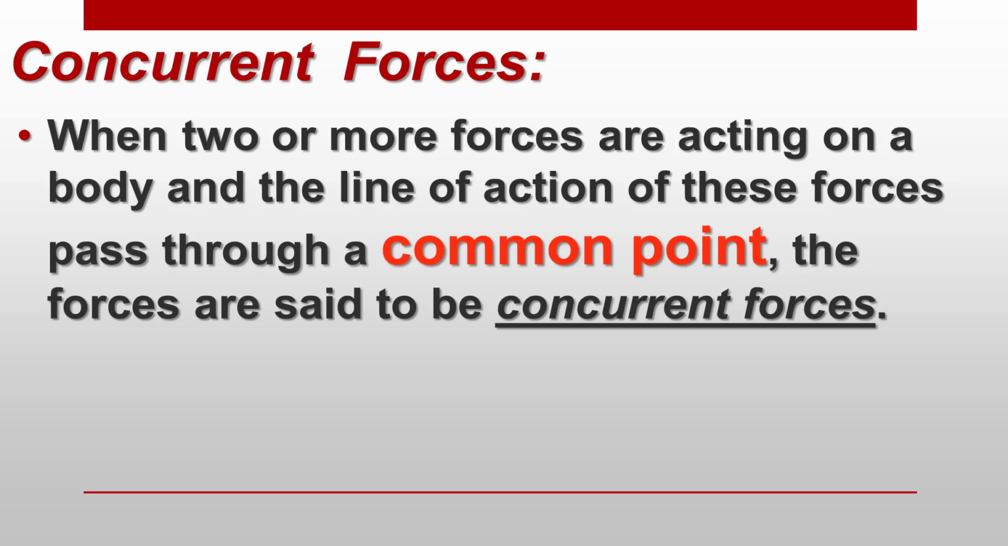So if we have two or more forces acting on a single body, and the line of action of these forces passes through a common point, then these forces are known as concurrent forces. The condition is that they should act on a single body. For example, let's say this is a piece of meat, and we have three dogs pulling this piece of meat. How are we going to explain the forces applied on this piece?